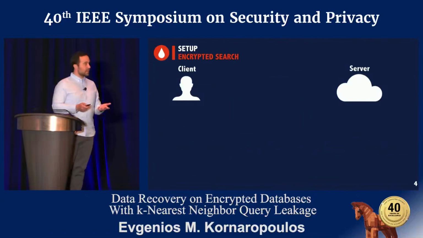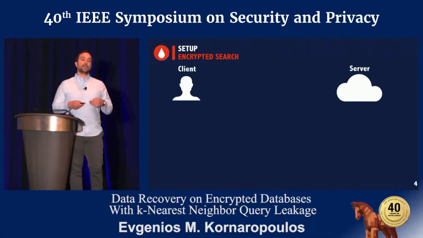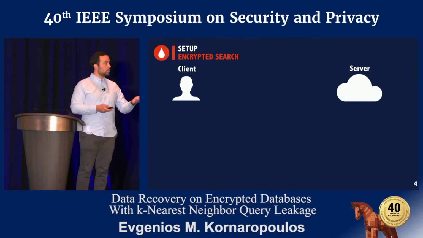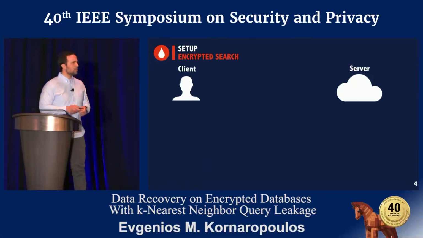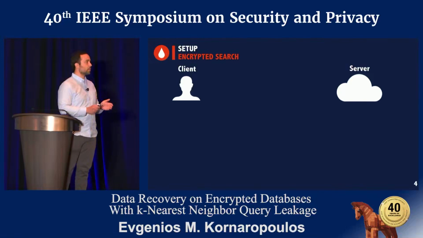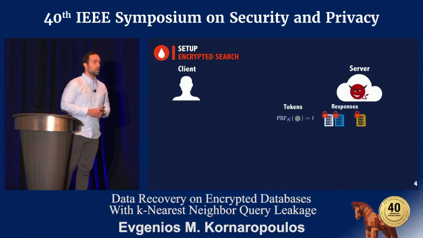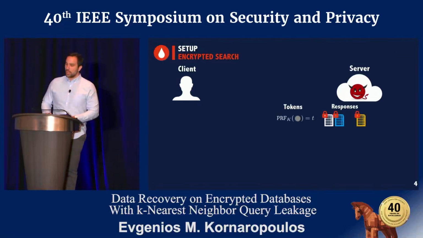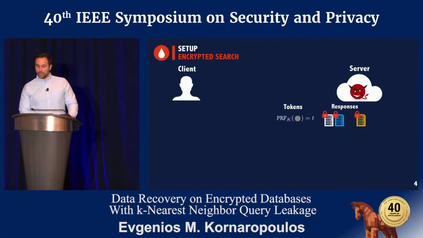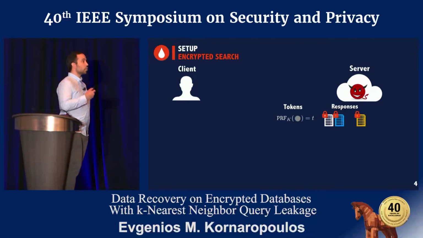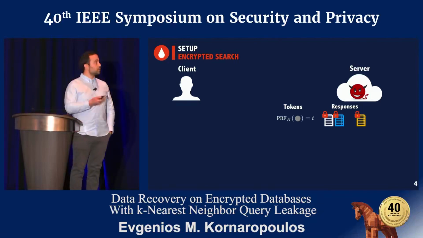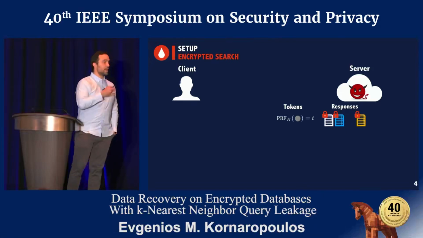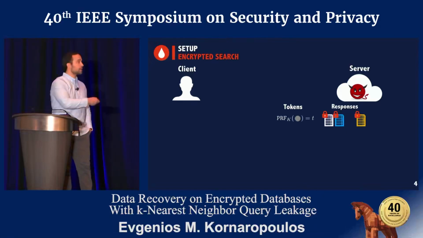For the encrypted search setup, we have a client that outsources his encrypted database to the server, and then later on asks encrypted queries to the server, and the server responds. But for the sake of our talk, it's enough to do the following abstraction. The attacker is the server. So what the server sees is a series of tokens and responses. The token is generated as follows. The query, again this gray point in the slide, goes through a pseudorandom function, PRF, with a private key that only the client knows. It's sent to the server. The server uses this token to find the encrypted records that should be returned back to the client.